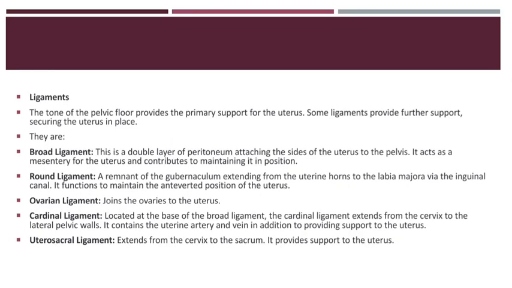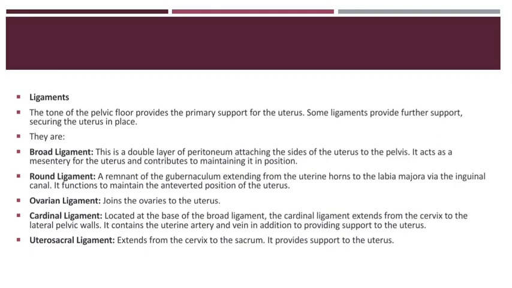Ligaments. The tone of the pelvic floor provides the primary support for the uterus. Some ligaments provide further support, securing the uterus in place. The broad ligament is a double layer of peritoneum attaching the sides of the uterus to the pelvis. It acts as a mesentery for the uterus and contributes to maintaining it in position. The round ligament, a remnant of the gubernaculum, extends from the uterine horns to the labia majora via the inguinal canal. It functions to maintain the anteverted position of the uterus.